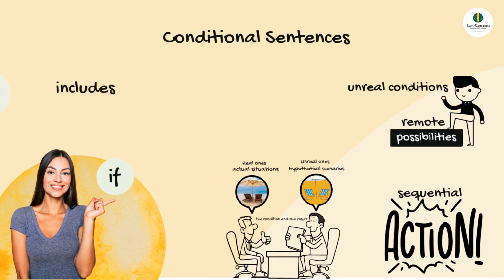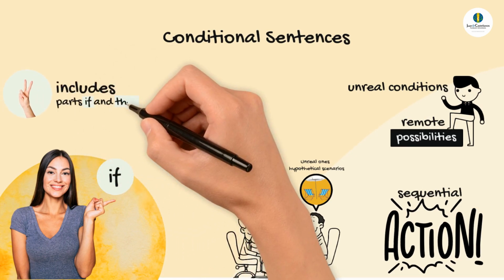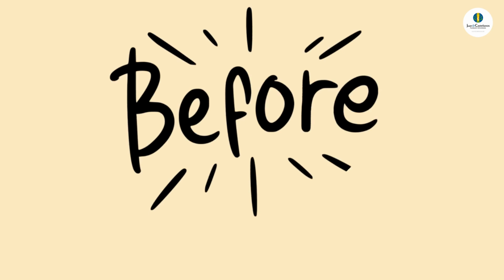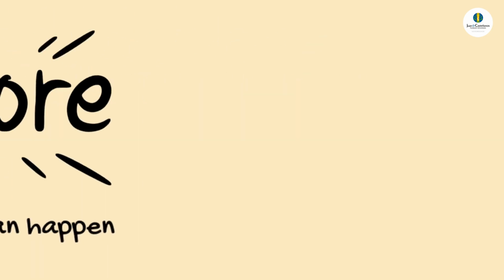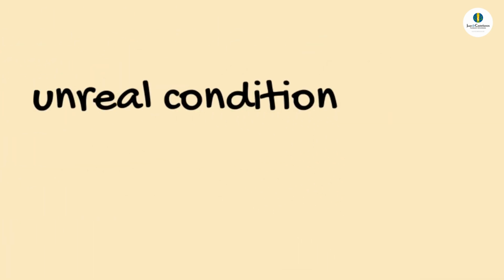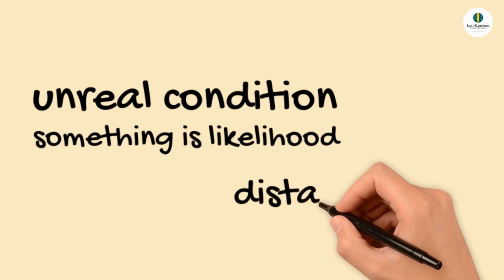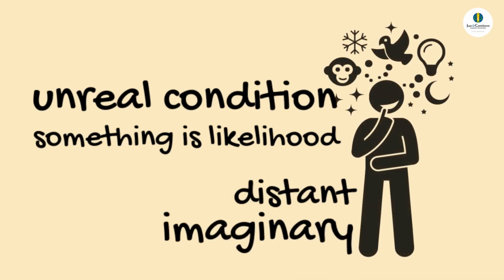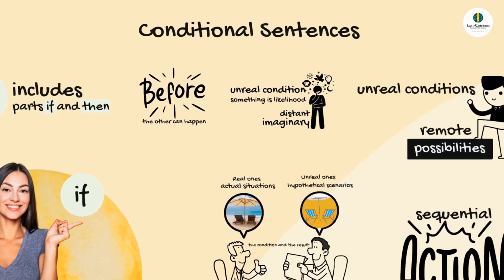A real condition includes two parts: if and then. One action must happen before the other can happen. An unreal condition is used when something's likelihood is distant, imaginary. Take a look at the following visual diagram.